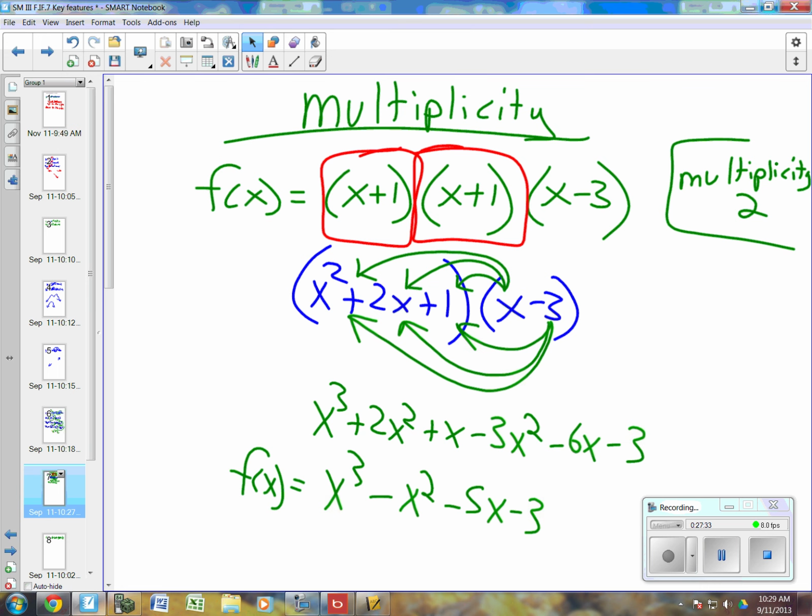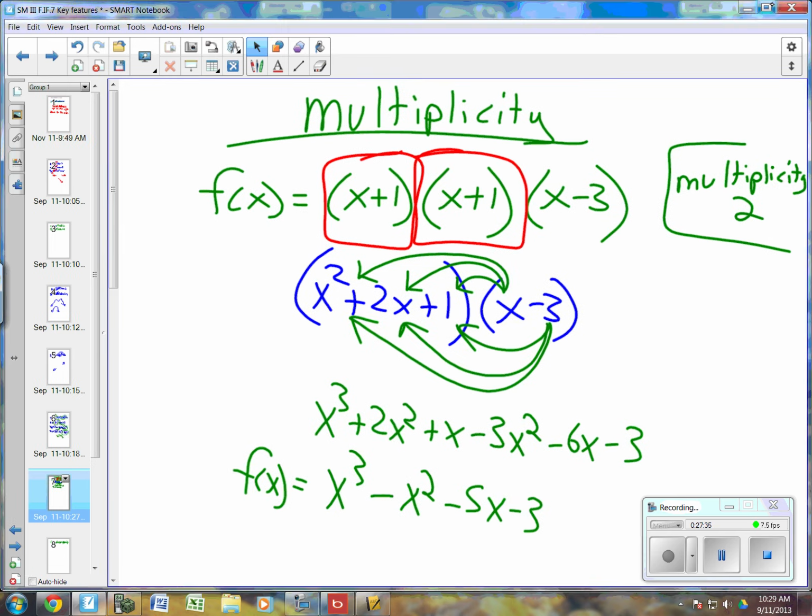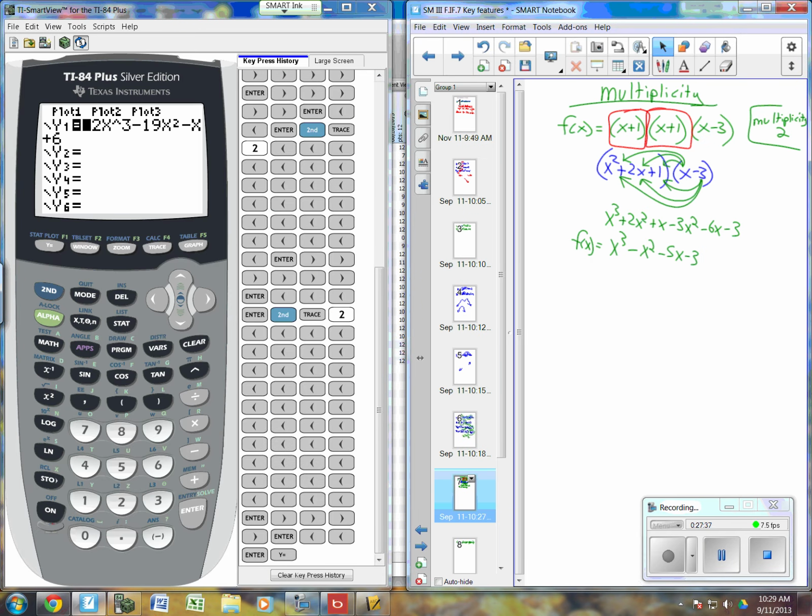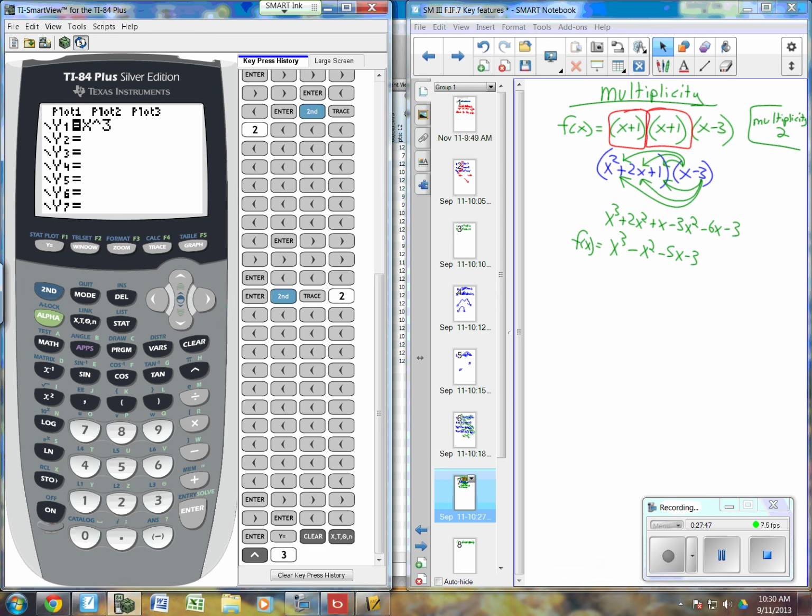Now, everybody go to your calculator, and we're going to put it in there. I do want you to put this into your calculator right now. Clear this one out, and we're going to put in x cubed minus x squared minus 5x minus 3. And we're going to hit zoom 6 to graph it.